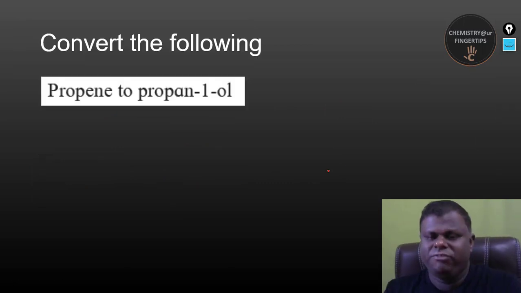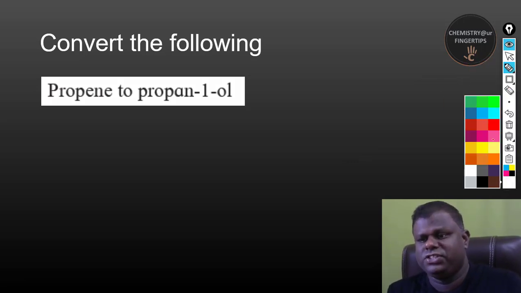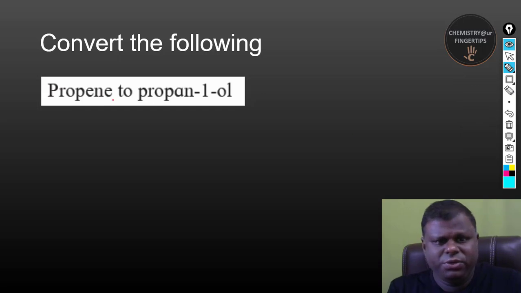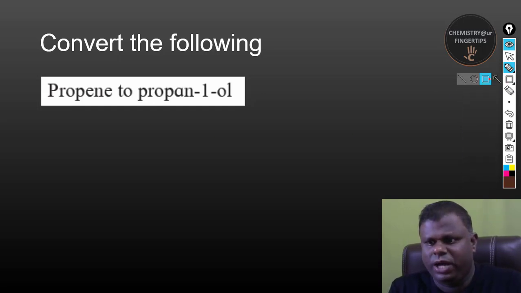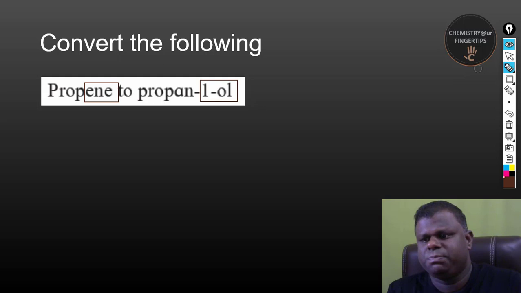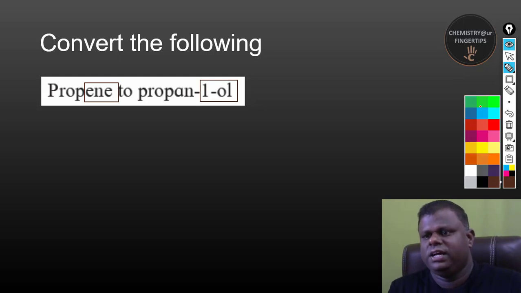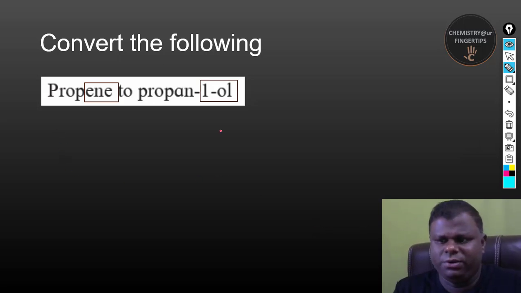Okay, so now we have the conversions. Some conversions may be direct, some conversions may be indirect. So you have the first conversion. In this case, you have a propene, right? Propene to propanol, right? So in this case, basically what we are doing is converting a double bond into a single bond, right? And so let's see how you can do this.